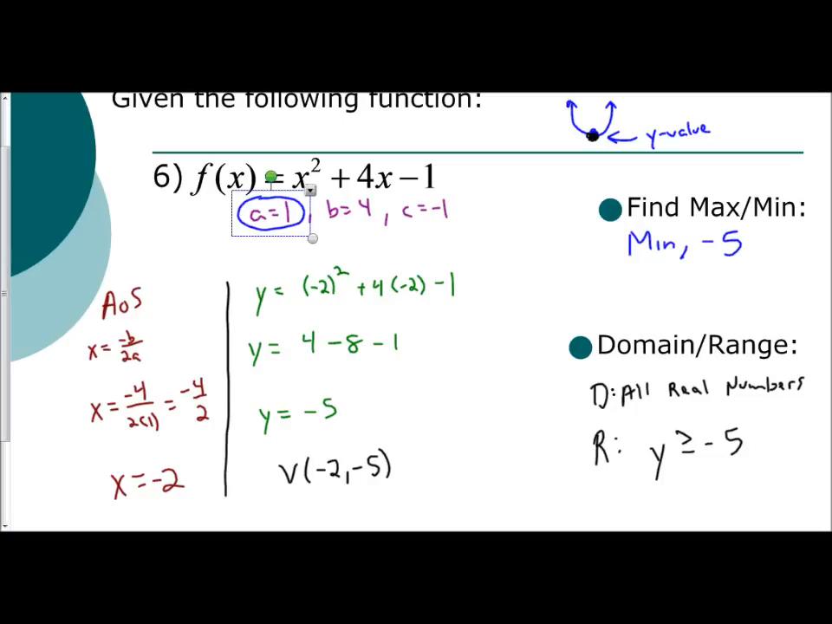So I hope you found this video helpful with identifying the parts of a quadratic function with maximum, minimum, vertex, and domain and range.